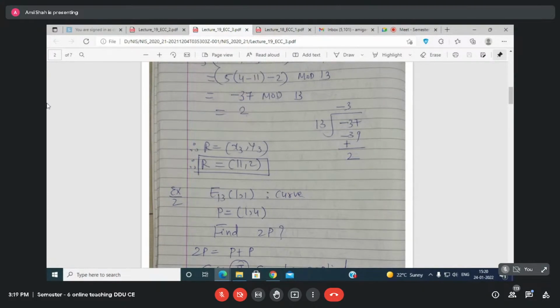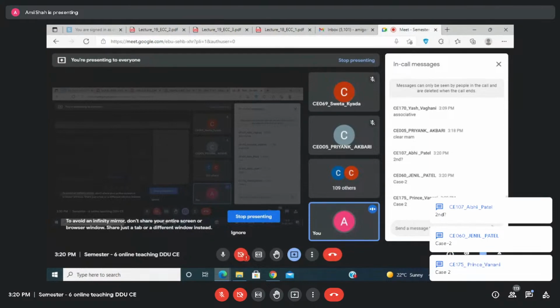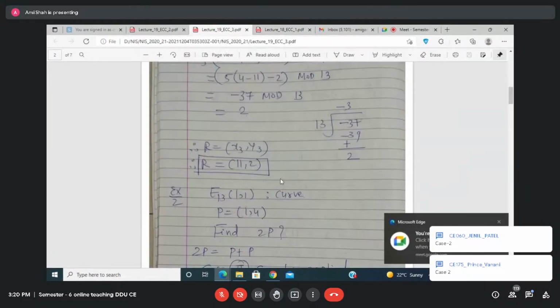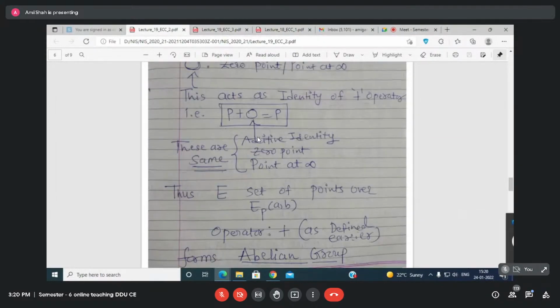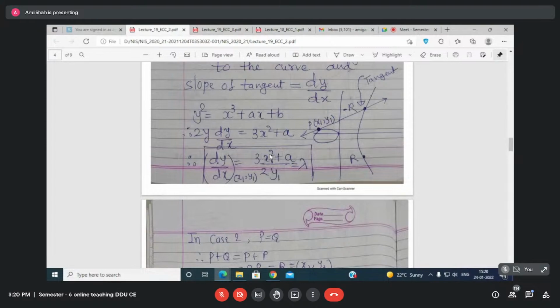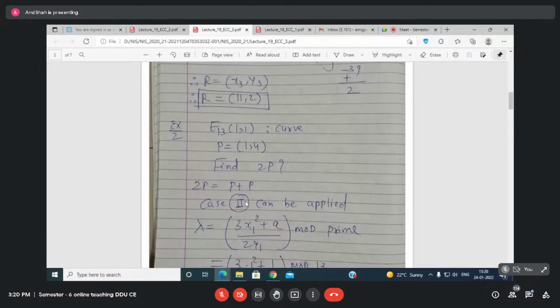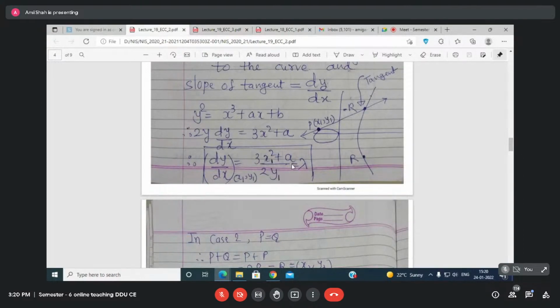So now which case is used, everyone? Can anyone write in the chat window? If only one point is given to you, then the second case you have to take, right? So in our scenario, case number 2 is applied, and all of you know that for calculating the lambda, you use this equation: (3x1 square plus a) divided by 2y1.